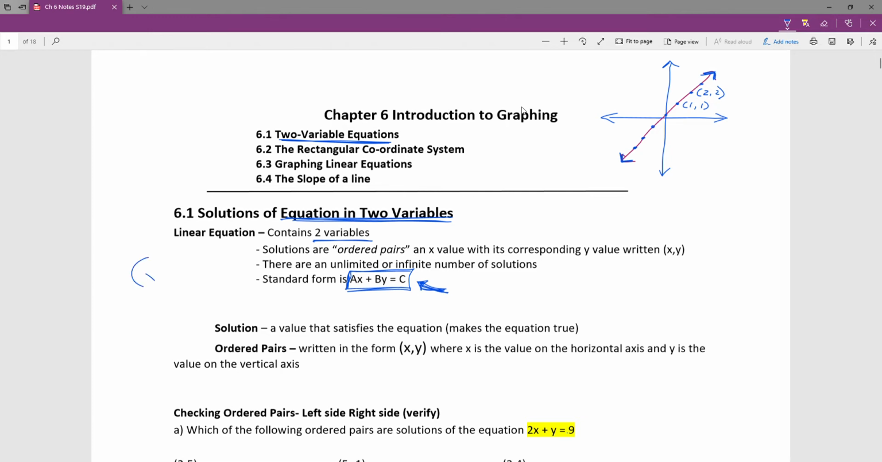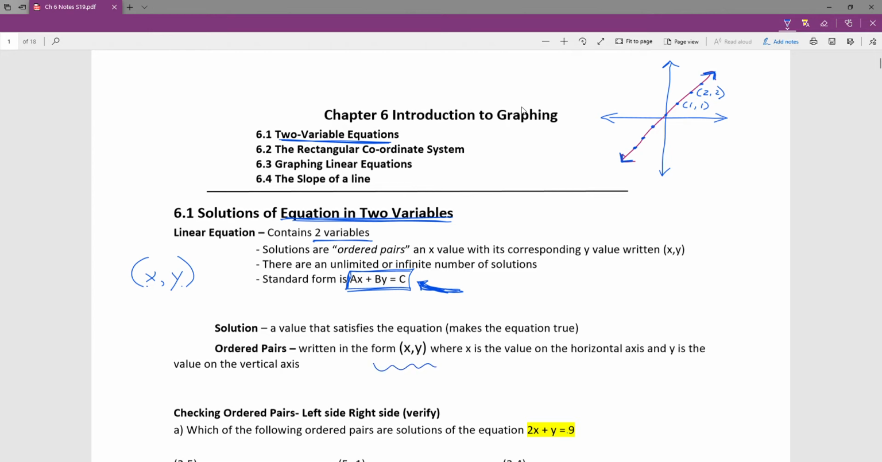So we know that they are x, comma, y, right? That's the value of x, that's the value of y of these locations. And the values of x and y satisfy, or make, the equation true. So it says here solutions are ordered pairs, and a solution makes the equation true. The ordered pairs, as we know, are written as (x, y), where x is on the horizontal axis and y is on the vertical axis.